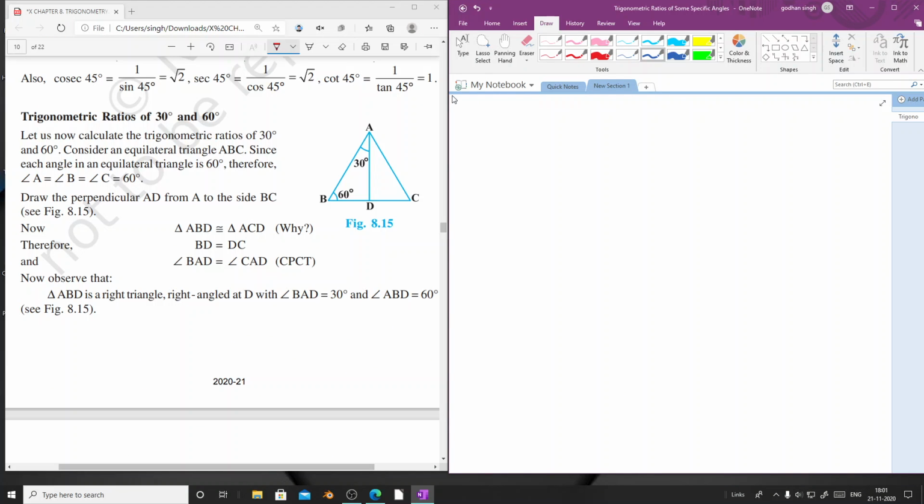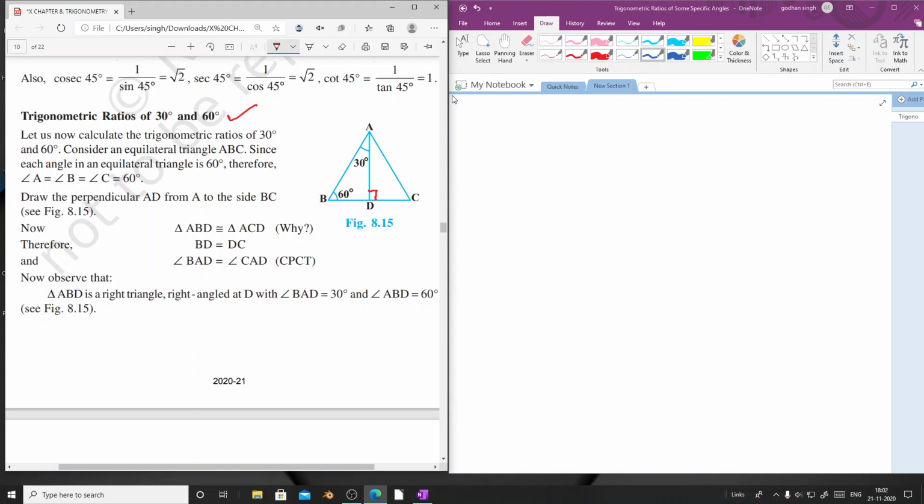Trigonometric ratios of 30 degree and 60 degree angle. For this, let us consider an equilateral triangle. Let the equilateral triangle be ABC. So first construction we will do is we will draw a perpendicular AD. So from vertex A, draw a perpendicular on BC and let that perpendicular be AD.